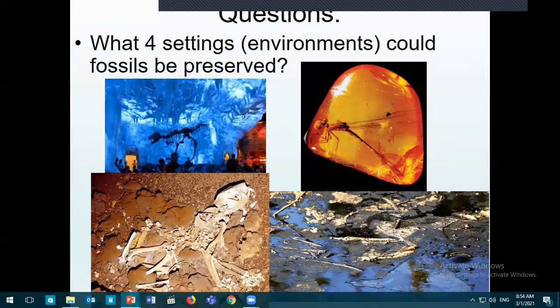Okay, in what settings or environments could fossils be preserved? Okay, they can be found in sedimentary rock. Yes, well done. Ice, trapped in ice. Well done. Or amber, which we call tar in here. It's the same thing, the black liquid in there. Yes. So it's amber, ice, rocks.